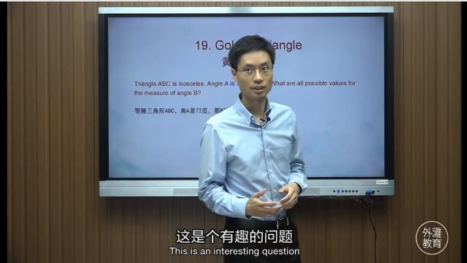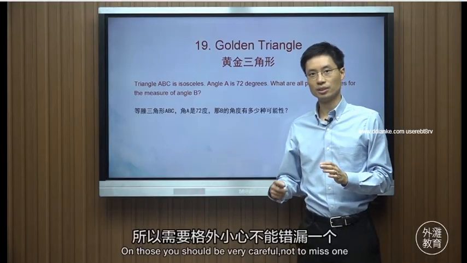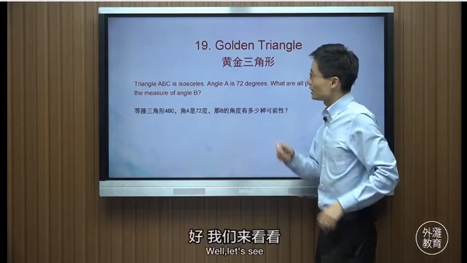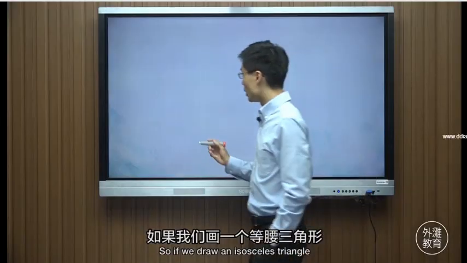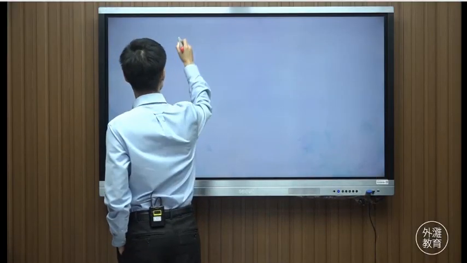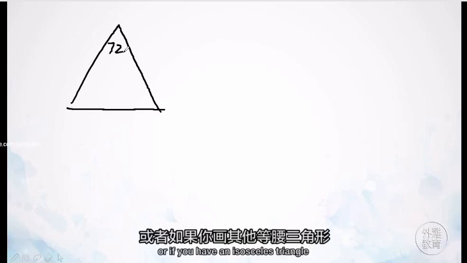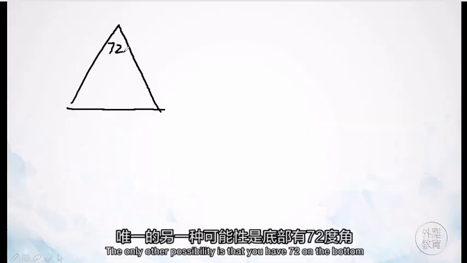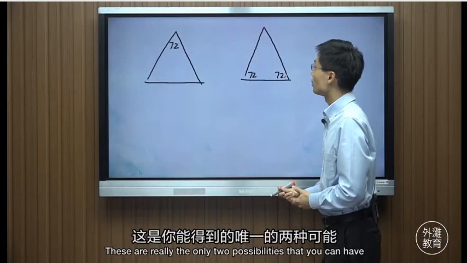This is an interesting question because it asks about all possible values. On those, you have to be very careful not to miss one. Well, let's see. All we know is that we have an isosceles triangle. So if we're drawing an isosceles triangle, it might look like this, where the 72 is on top. Or, the only other possibility is that you have the 72 on the bottom. These are really the only two possibilities that you can have.